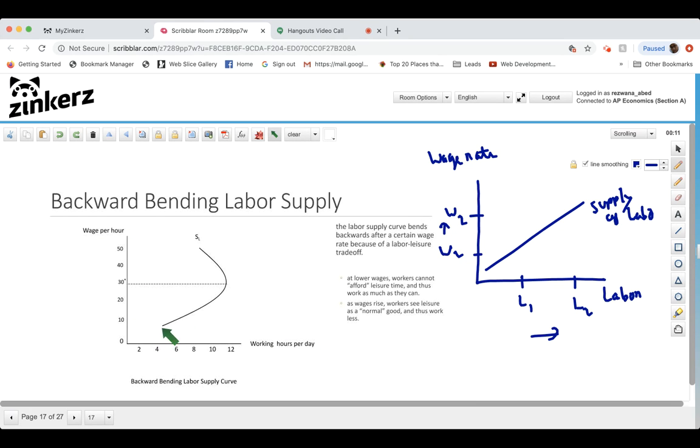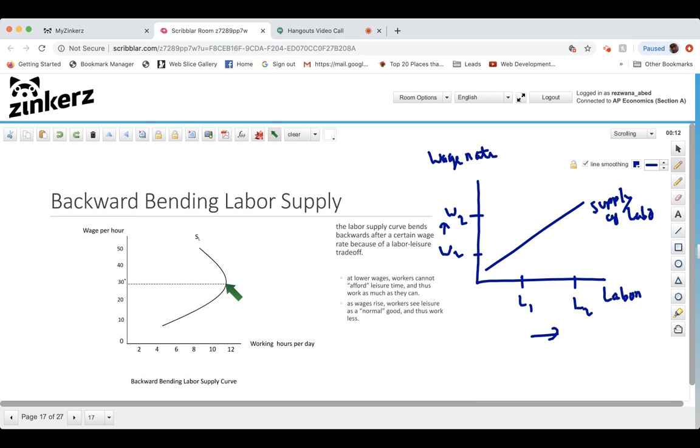At really low wages, at a wage of $10 per hour, people are willing to work around 4 hours per day. If wages increase, they're willing to work more, and in the bottom portion of the labor supply curve, it is upward sloping. Which means that in the bottom portion of the labor supply curve, people are going to be willing to work more as wages increase. But once we reach this wage per hour, which is $30 per hour, we see that something interesting happens, right?